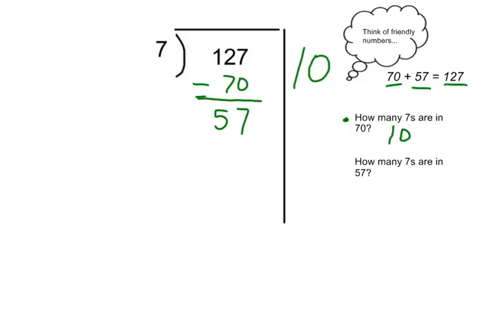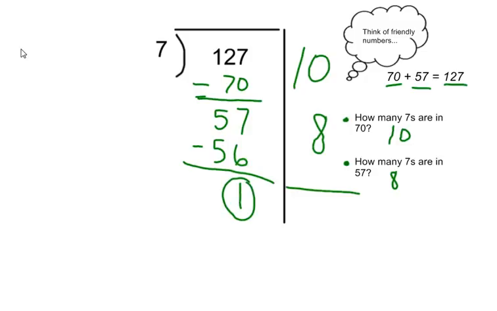Awesome. All right, now we've got to keep going, and we need to think, how many 7s are in 57? Well, we know our 7 times table. 7 times 7 is 49. 7 times 8 is 56. That's probably the closest we're going to get. So let's go with 8. Let's multiply. 8 times 7, 56. We write it underneath and subtract. And we get 1. But we're not done yet. We have to go over to our partial quotients and add them. 10 plus 8, 18.